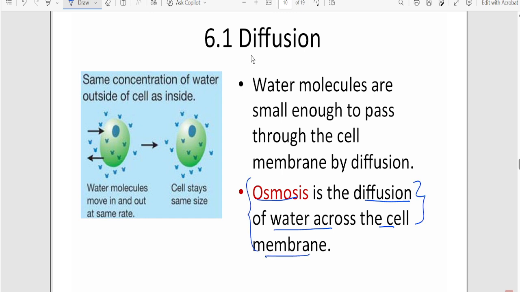Diffusion is the general word. Diffusion can be for oxygen, for carbon dioxide, any substance coming into and going out of the cell, okay? But osmosis is the diffusion of water only. When we are talking about diffusion of water, that's osmosis, okay? So this is the special case.